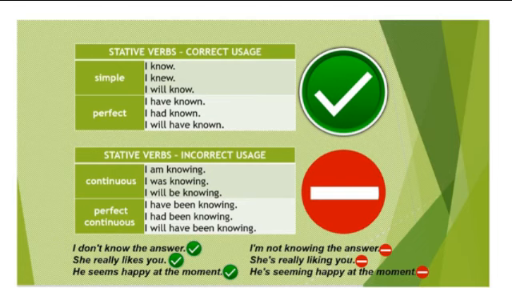I cannot use: I am knowing, I was knowing, I will be knowing. Or in the perfect continuous aspect: I have been knowing, I had been knowing, I will have been knowing. Here are a few sentences. The sentence, I don't know the answer. That's right. But can I say, I am not knowing the answer? No.